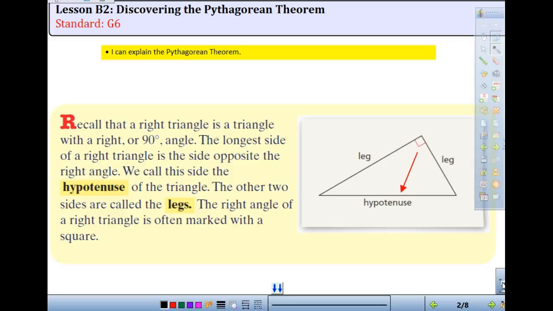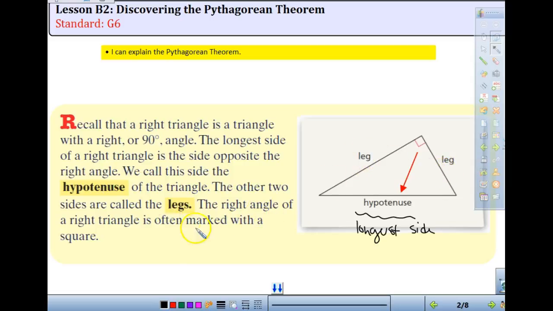So it says, recall a right triangle has a 90-degree angle. The longest side is always opposite the right angle. So when we talk about the longest side, the hypotenuse is always the longest side. Okay? Longest side of our triangle. Always, always, always. The two other sides are called the legs of our right triangle.